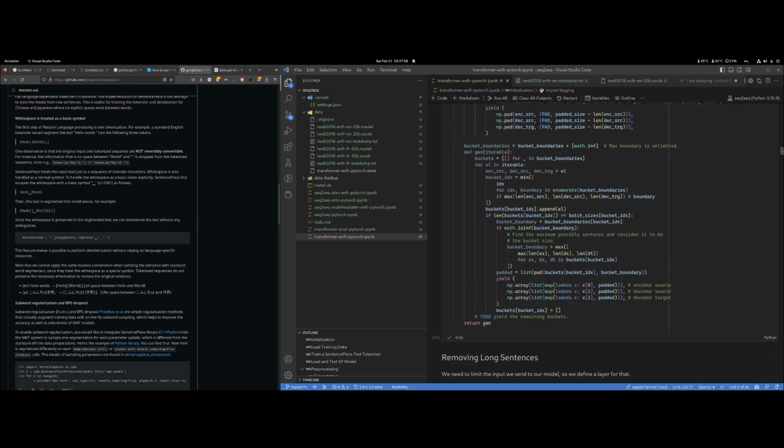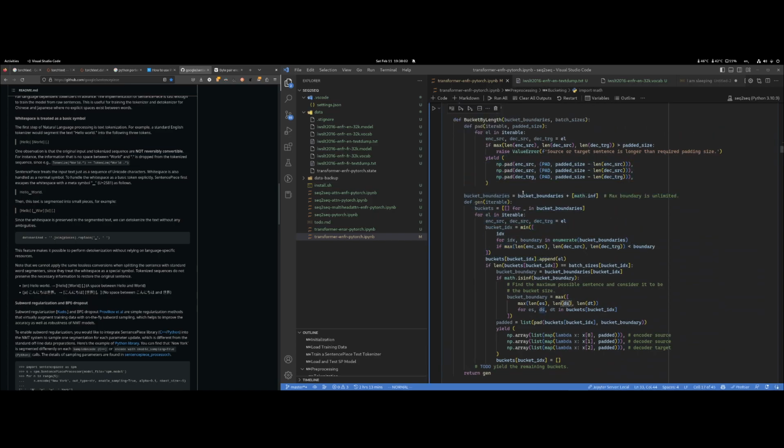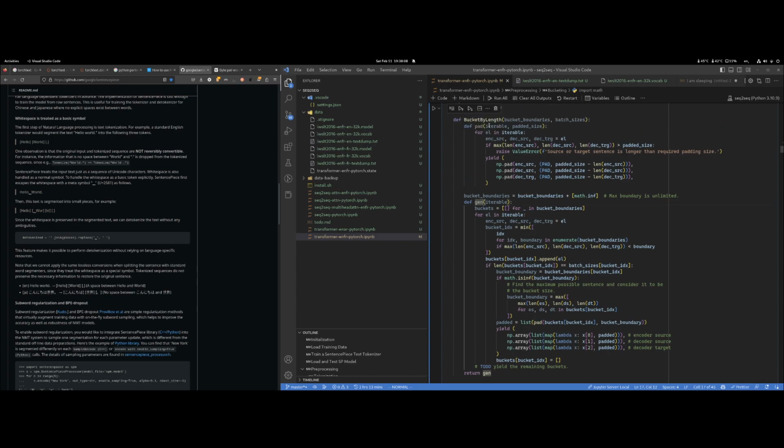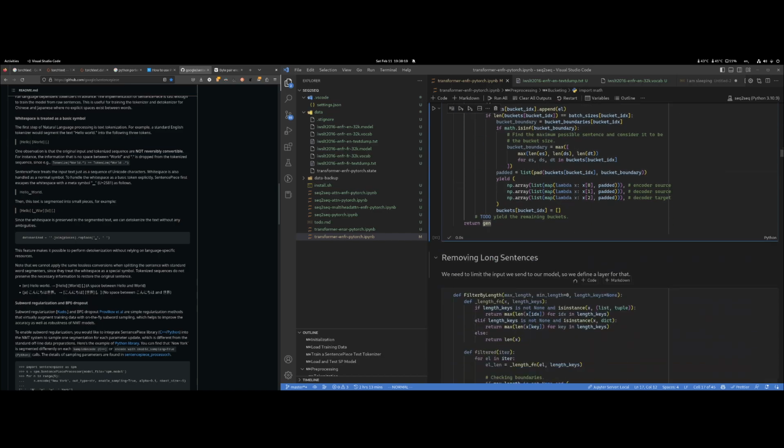Right, so let's go back. So that's bucketing. Again, I don't think I need to spend a long time on this. You can read the code. It's no more than typical Python code that iterates through the statements by bucket, then by bucket size, and then by length, and generates different buckets.